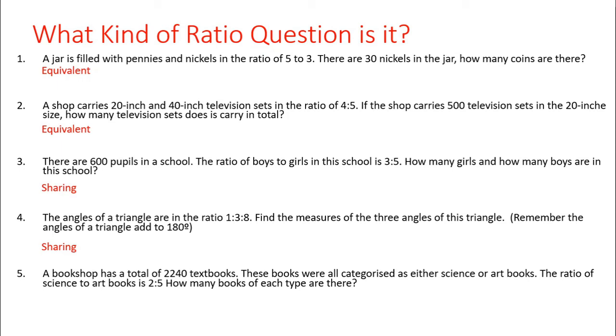And question 5, a bookshop has a total of 2,240 textbooks. These books are categorized in either science or art books. The ratio of science to art books is 2 to 5. How many books of each type are there? Again, we're given a ratio of science books to art books, and we're given a total. So what kind of question is that? Again, that's a sharing question.